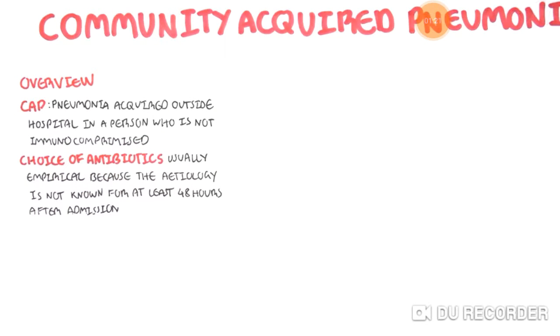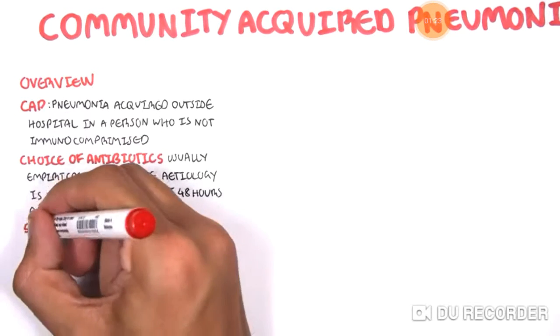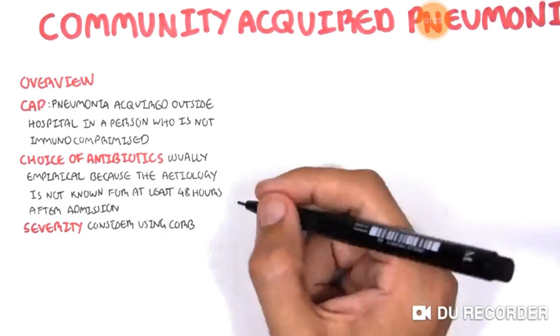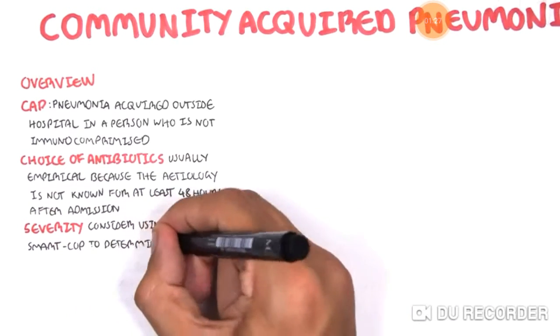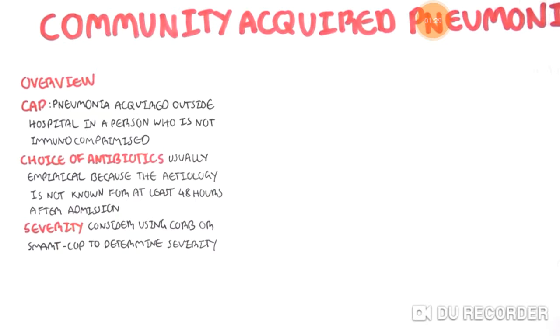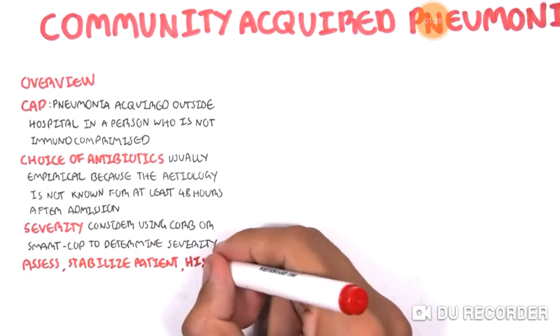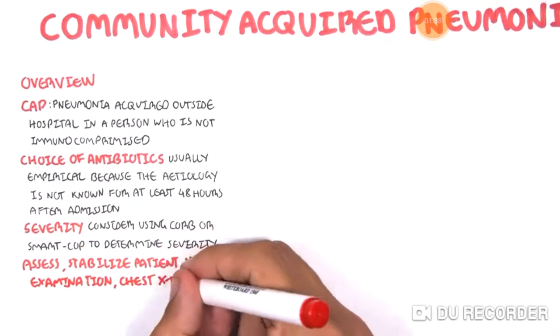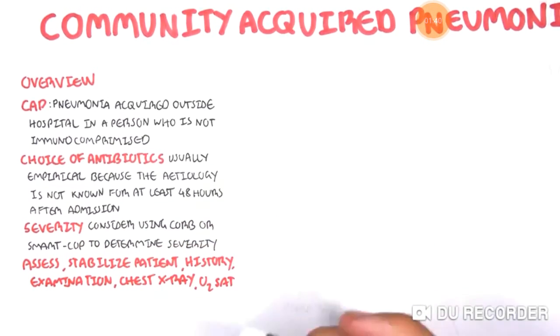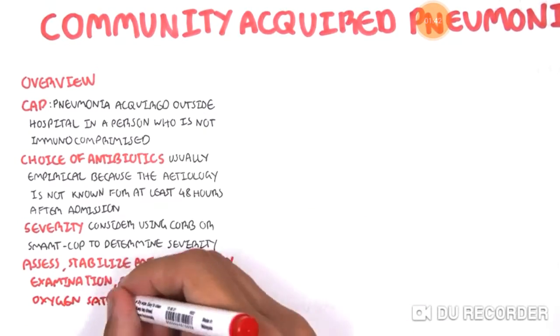Severity of the pneumonia is considered using CURB-65 or SMART-COP, and this is used to determine severity. So in summary, what to do with community-acquired pneumonia? It's important to assess, stabilize the patient, take a history, examination, chest x-ray, and remember to take oxygen saturation.